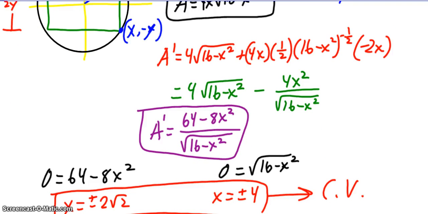Now I find the derivative. I have to use the product rule and the chain rule. So first I do that, then I simplify, combine like terms to get a rational equation, and my derivative A prime is 64 minus 8x squared over the square root of 16 minus x squared.